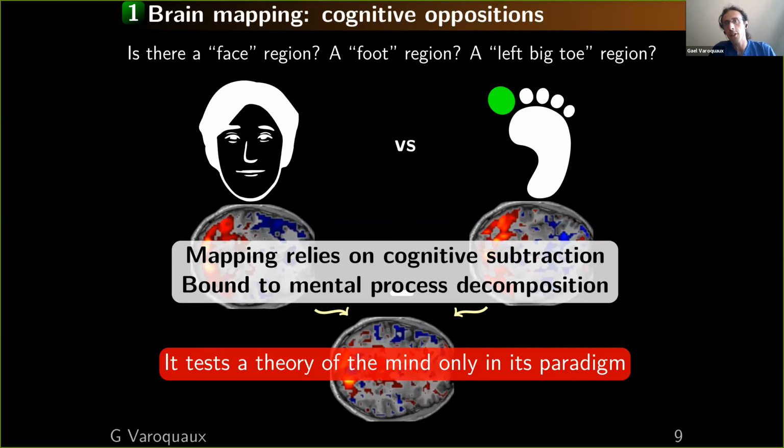Why will I find a difference? Because you can never balance everything. And then I'll publish this, and maybe I won't be able to publish this in a good journal because there's no real psychological theory of the left big toe region.